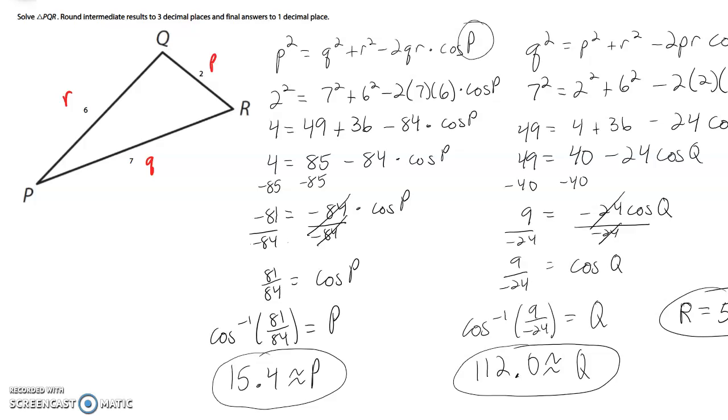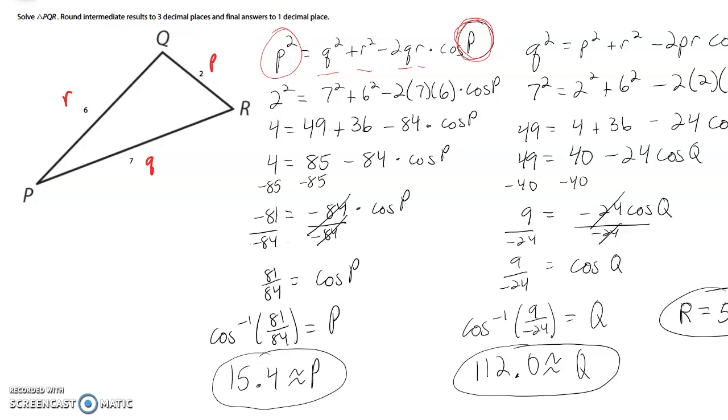What's really important to know is how to set up your law of cosines. Whatever angle you're trying to find, let's say I'm trying to find angle P, which I just circled here, make sure that's at the end and that you're starting off your equation with P squared. And then everything else just kind of falls in line there, like that.